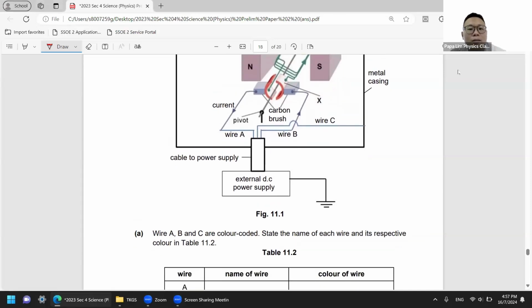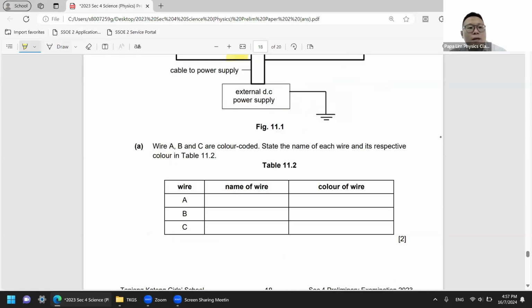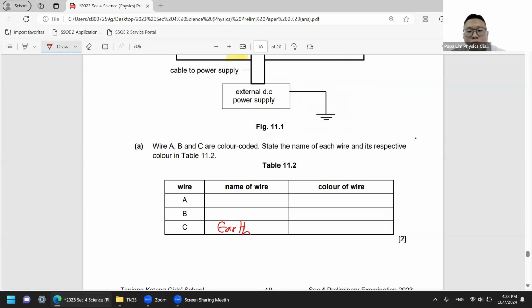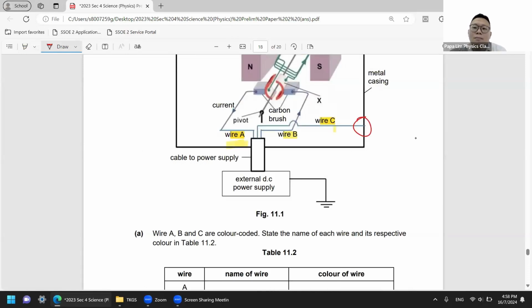Okay, and the wire is actually given here. So now, I would say that most of us have no problem with identifying wire C as being the earth wire, because it's connected to the metal casing. Remember, earth wire is actually connected to the metal casing.